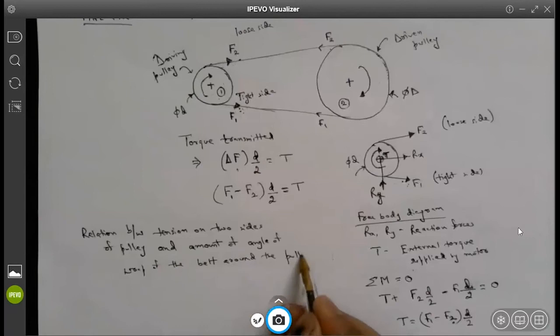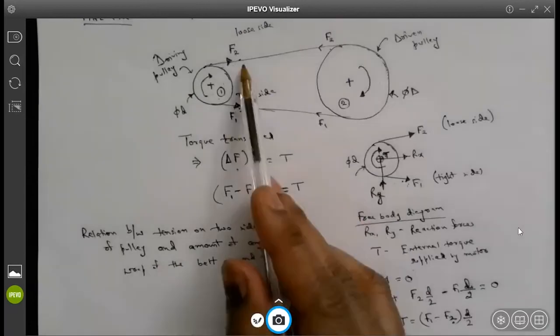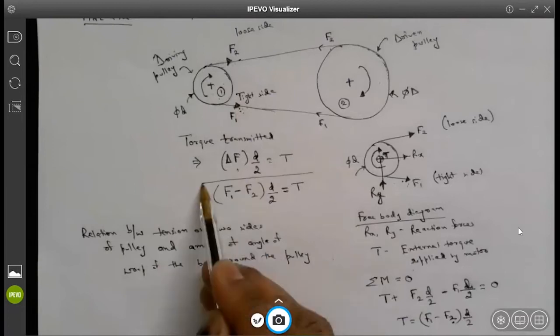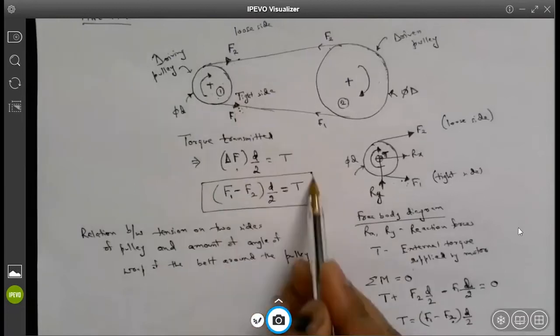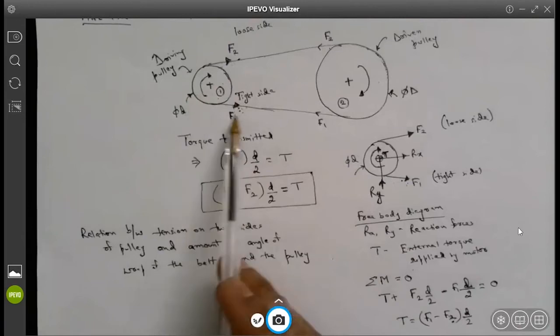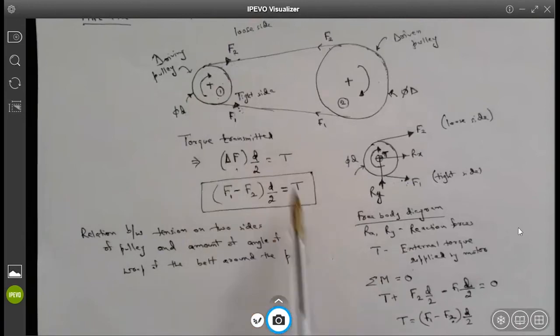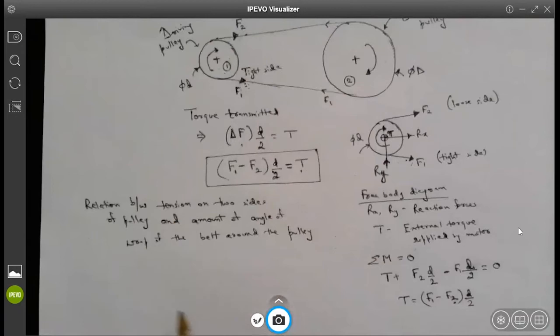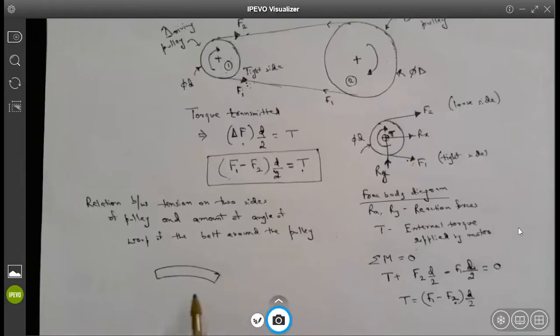So how can we relate the tight side and loose side tension with the angle of wrap? One relationship we already know is the relationship with the external torque being supplied to the smaller or driven side pulley. If you know the diameter, then tight side tension minus loose side tension times the radius will be your torque. Now to find the relationship between the two tensions, we have to look at a differential element of the belt that is in contact with the pulley.